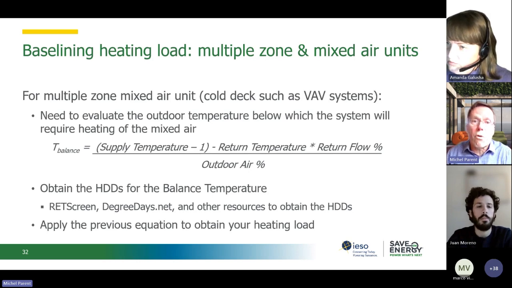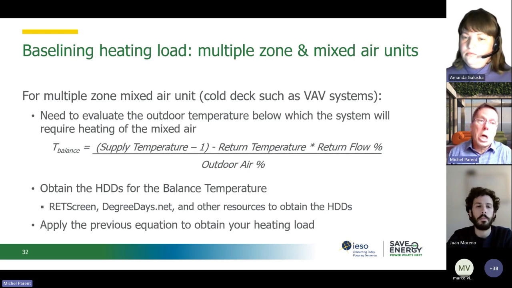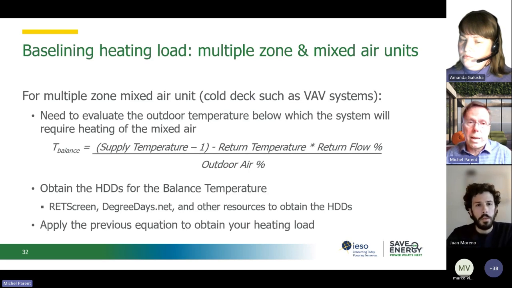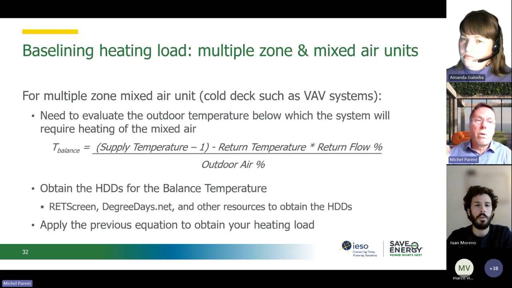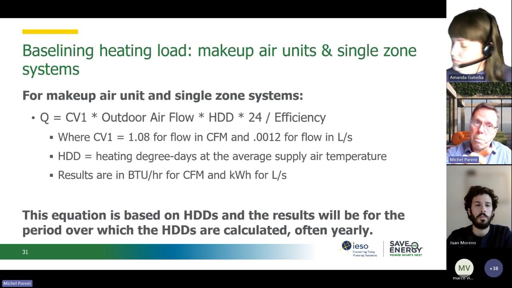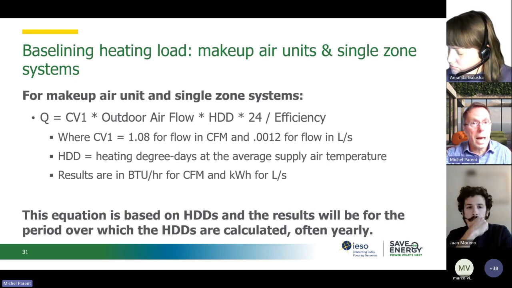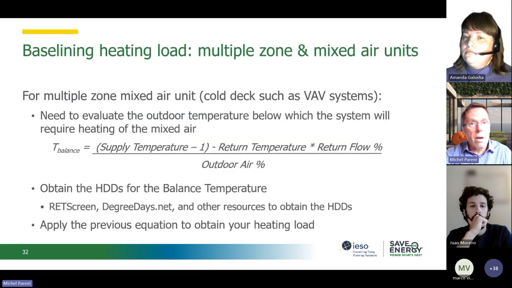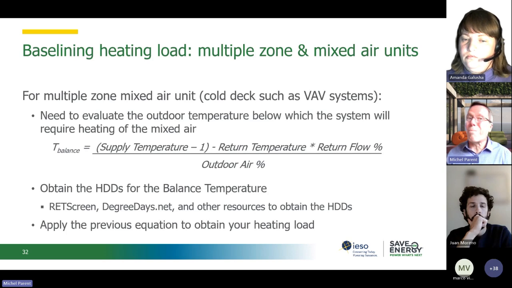And you will see that for most VAV systems that run at 10% outside air, that balance temperature will be in the area of about -15. That means you have no heating in those VAV systems until you get to -15. So you will get to evaluate the heating degree days for that equation for a VAV system. Same equation as a makeup air unit, but for a makeup air unit, the HDD would be evaluated at 18 degrees. And for a multi-zone system, such as a VAV, a cold deck multi-zone system, at -15.